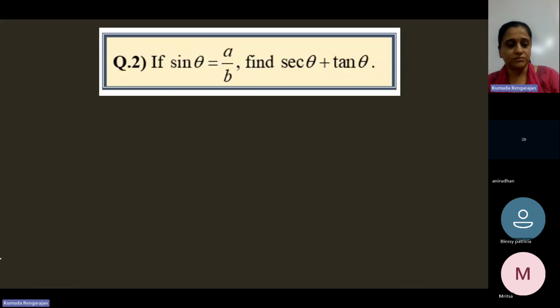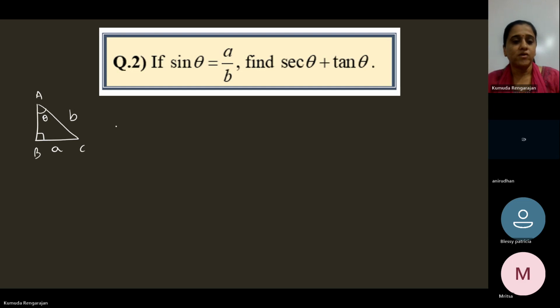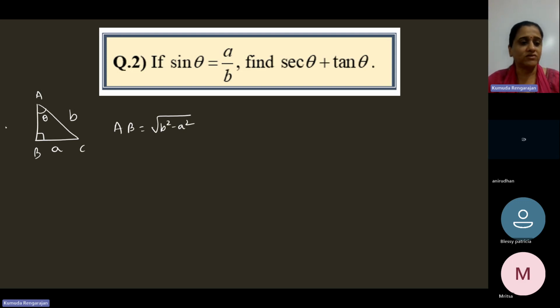Yeah, we'll do this. Sine theta is A by B, meaning opposite by hypotenuse. So find out this side using Pythagoras theorem. Just mark it ABC. So AB is equal to square root of B square minus A square. Use Pythagoras theorem.